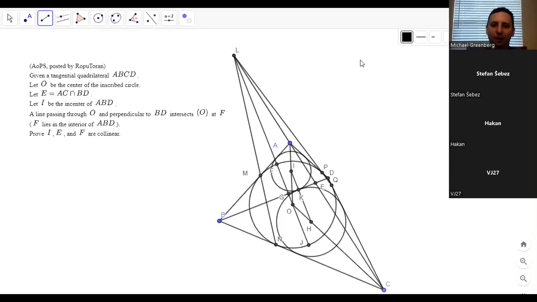Yeah. So OF is defined to be perpendicular to BD, and I can show that MN, PQ, and OF concur, but then we have to see if it passes through AC. Yeah, I know how to prove that it passes through AC. That part is not hard. I think it is some polars. Okay.